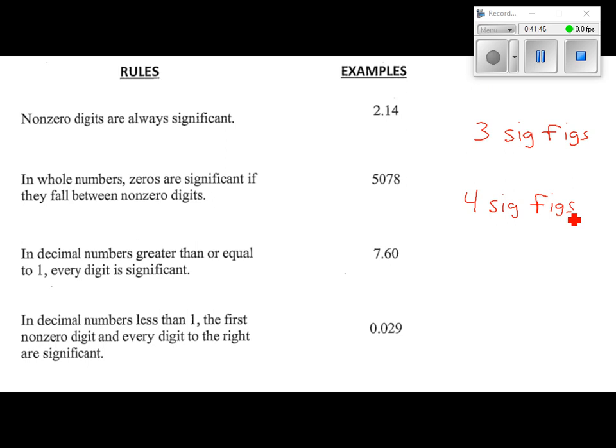In a decimal, numbers greater than or equal to 1, in other words, you have a number to the left of the decimal, every digit is significant. So if you have a number like this, every one of the digits is significant. So how many digits do we have that are significant here? So 3 significant figures.